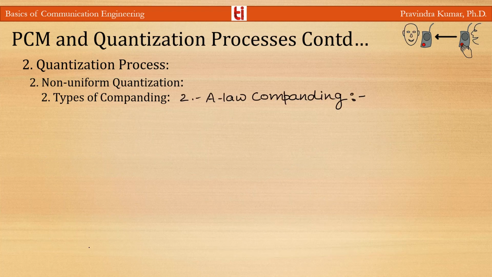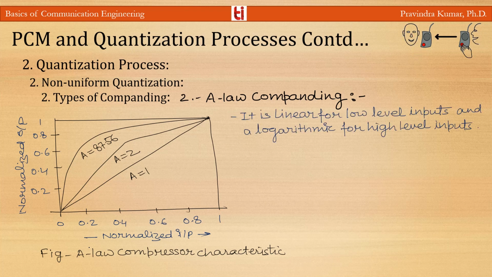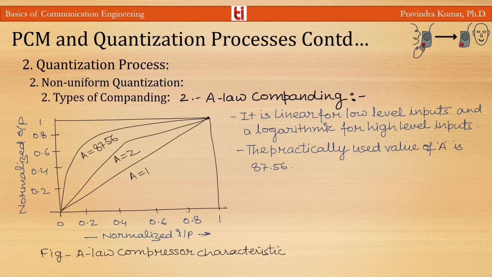Now another is the A-law companding. In A-law companding, the compressor characteristic is of piecewise nature. It is linear for low level inputs and logarithmic for high level inputs. And this figure shows the A-law compressor characteristic for different values of A. Corresponding to A equal to 1, we have observed that the characteristic is linear, which corresponds to uniform quantization, and the practically used value of A is 87.56, and A-law companding is used in PCM telephone communication system.